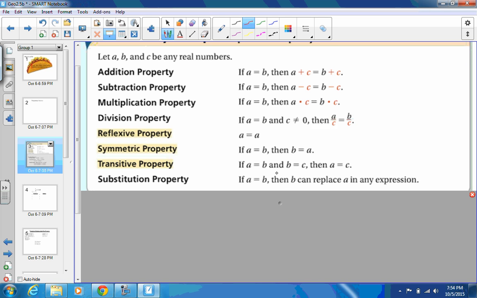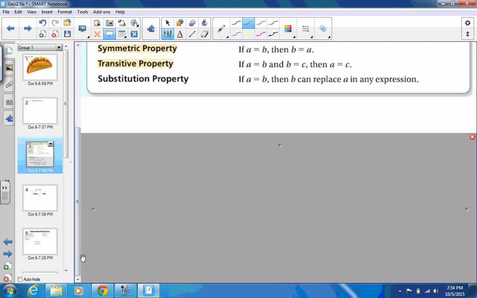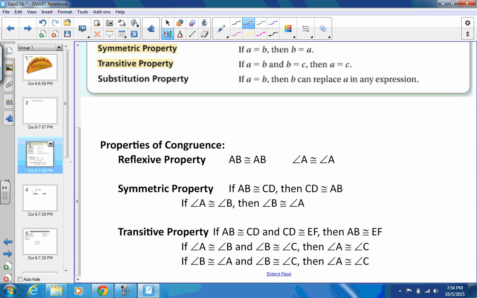We also talked about the distributive property a little bit. We may or may not be using that today. Then there are the three properties of congruence, very similar to three of the properties of equality, where we still have the reflexive, symmetric, and transitive. But the reflexive is dealing with congruence, so congruence of segments or congruence of angles. An angle or segment is congruent to itself. You'll see instances when we will definitely use that.